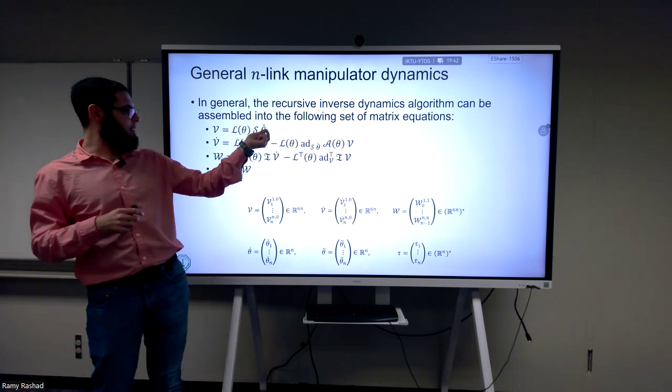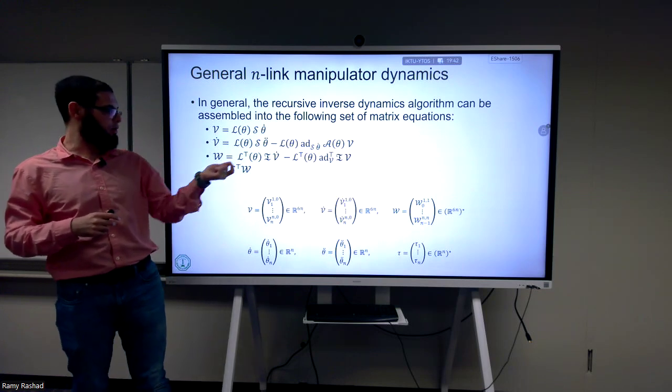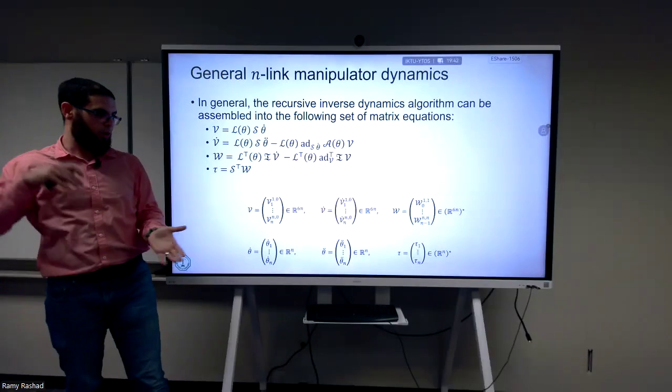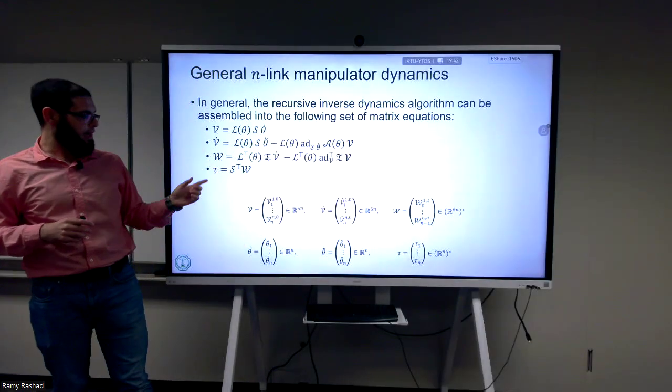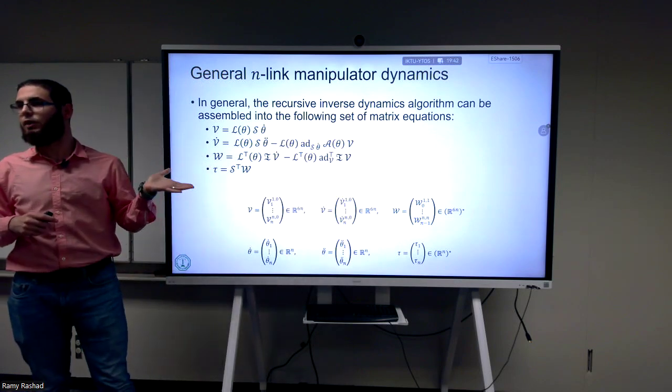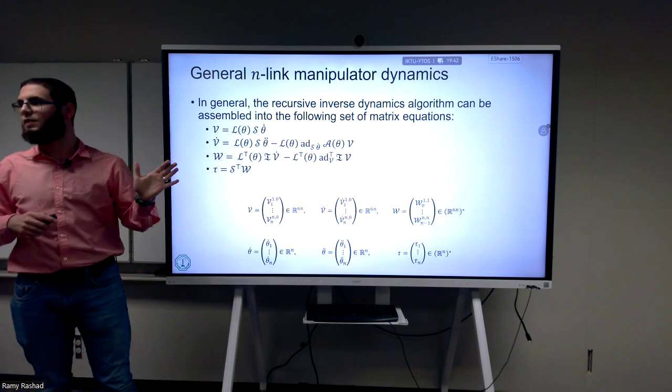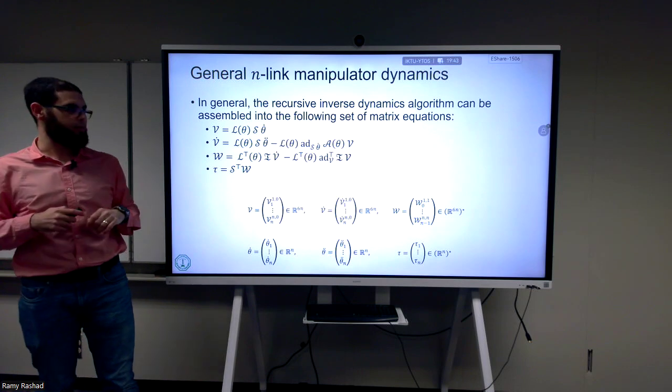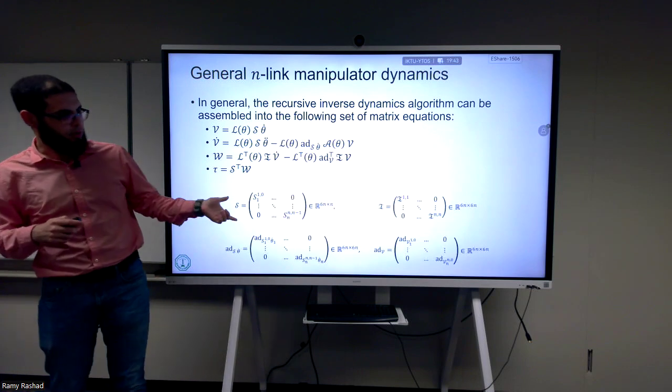So we have the V, the theta dot, the V dot, the theta double dot, and the W, which is the collection of all of the wrenches, as you see here. And in the end, we have the torques, which are the control torques, n torques for an n-link manipulator, assuming it's fully actuated, assuming that we're actuating all joints. The S looks like this.